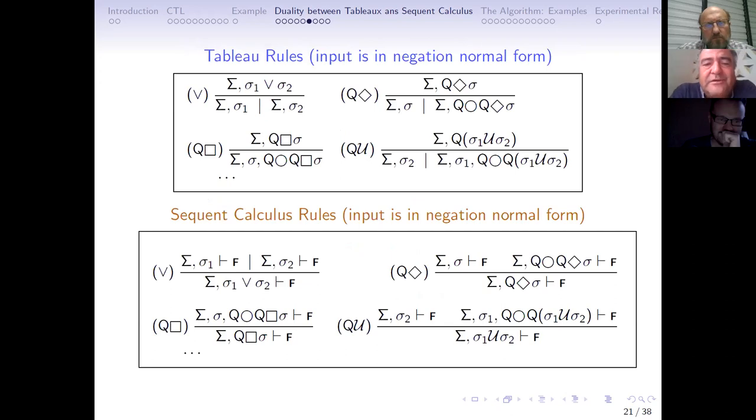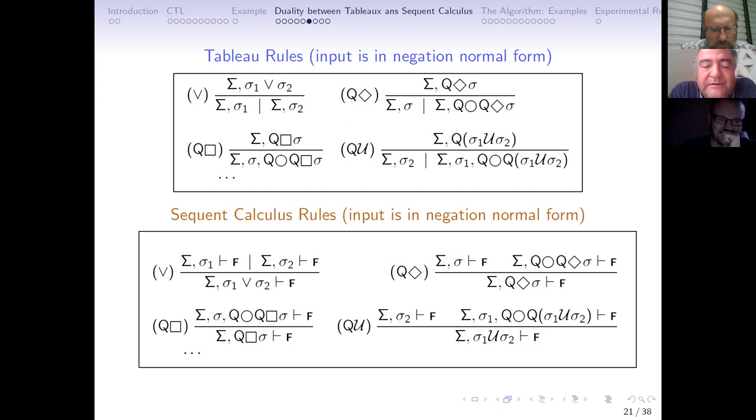Now, these are the rules for the tableau. You can see them on the top. So we've got the beta rules dealing with disjunction, with diamond, with the eventuality operation. And we've got the alpha rule dealing with the box, the always operation, preceded by a quantifier, and a beta rule dealing with until. So they're based on the equations that I introduced. And the important thing is that we can generate the rules for the sequent calculus simply by simulating that reasoning in the tableau, if you want.